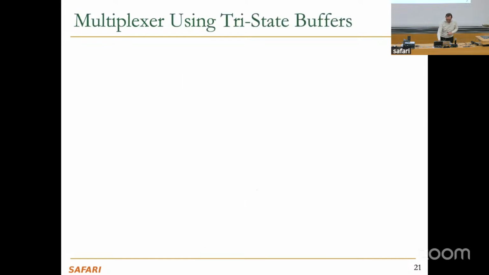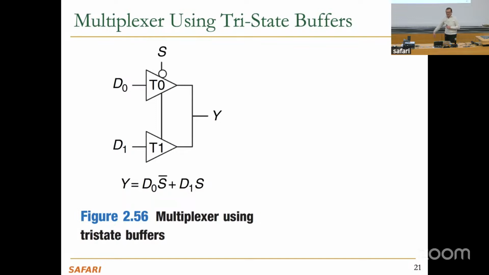Okay. This may be simple, but it's good to think about that. So the tri-state buffer is interesting because it's a switch. You can play tricks with it. I'll go through this relatively quickly, but this is a multiplexer. It's a tri-state buffer implementation of a multiplexer. It's a 2-to-1 multiplexer. You can see that if S is 0, Y is equal to D0. If S is 1, Y is equal to D1.